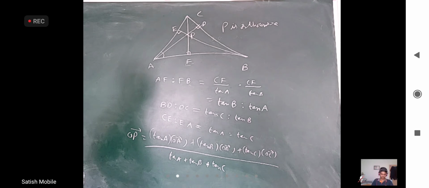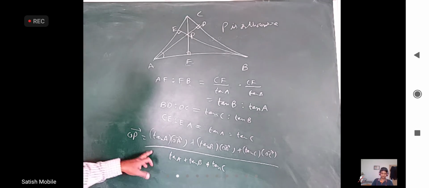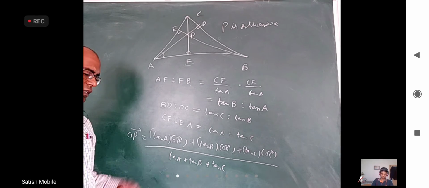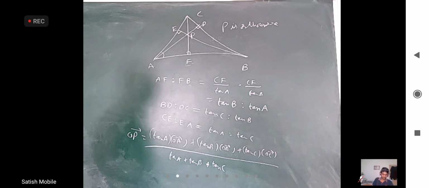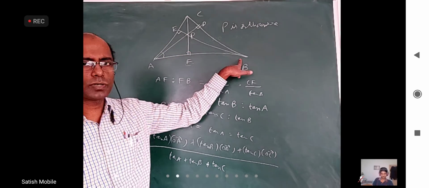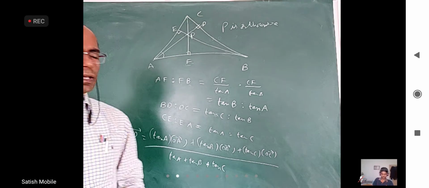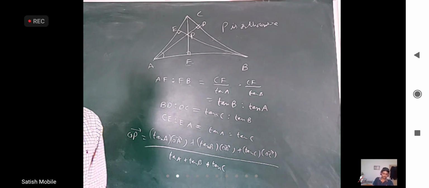So this formula will come in three places basically for you. One is in vectors right now, another one is in coordinate geometry itself. The x coordinate of this is tan A into x coordinate of this, tan B into x coordinate of this, tan C into x coordinate of this, by tan A plus tan B plus tan C. In complex numbers also you will have a similar formula in second year.